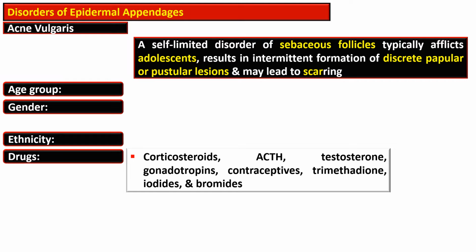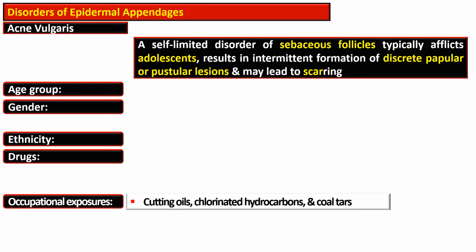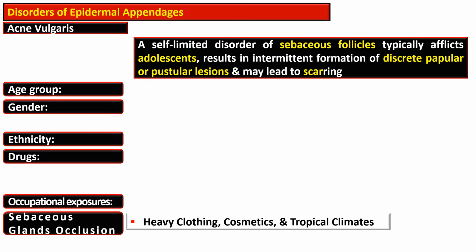Some drugs may induce or exacerbate acne. These are corticosteroid, adrenocorticotropic hormone, testosterone, gonadotropins, contraceptives, trimethadone, iodides, and bromides. Acne vulgaris is also associated with exposure to cutting oils, chlorinated hydrocarbons, and coal tars.